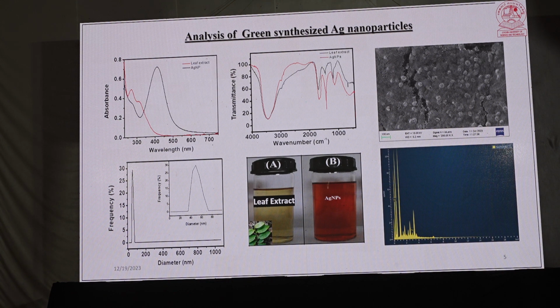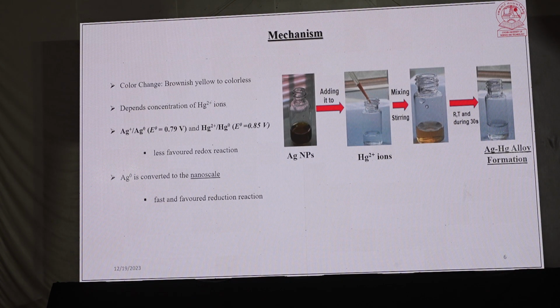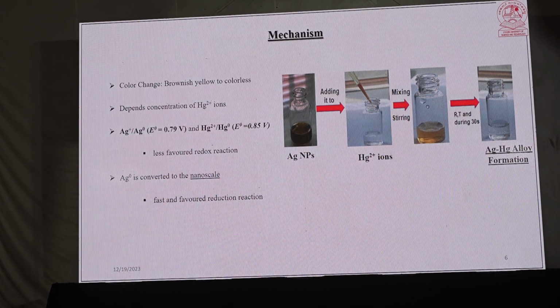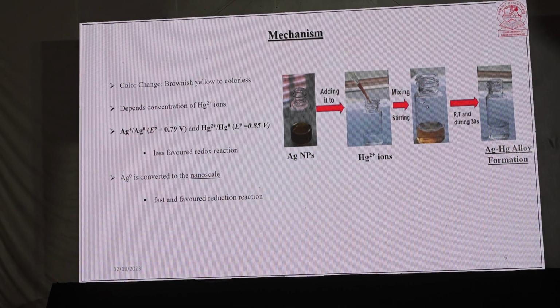Using this silver nanoparticle, we can detect mercury by a simple mechanism: the silver nanoparticle is added to the mercury 2+ ion solution. There is a color change from brownish yellow to pale yellow, and then an instant change to colorless, which is due to the formation of an alloy.